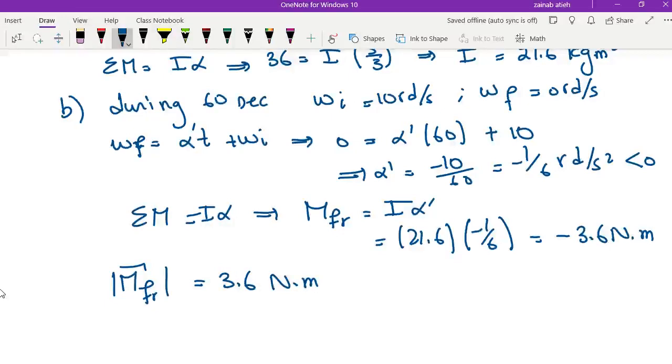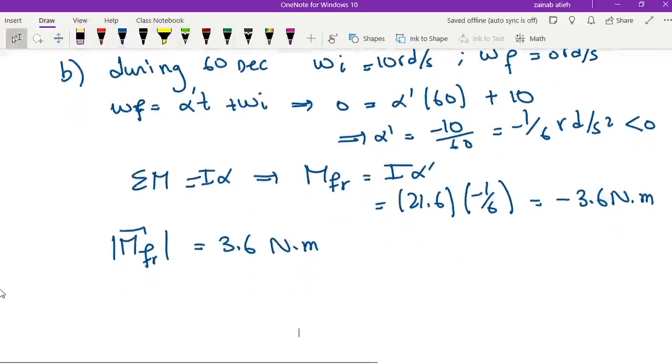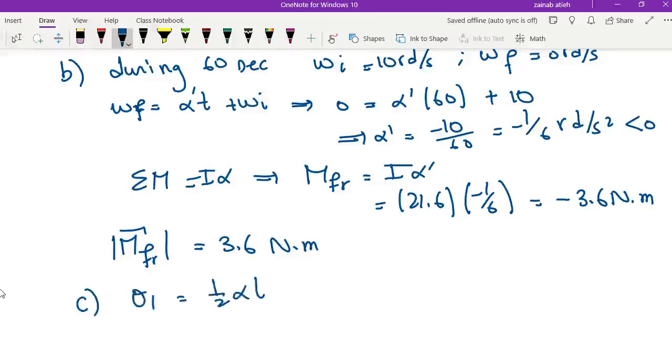In part C, he's asking for the total number of revolutions of the wheel, how many turns it made from the beginning until the end. So I want to calculate the angle. First I calculate the angle in the first part of the experiment, then the angle in the second part, add them, and then calculate the number of revolutions. Let's calculate the first part. Theta 1 in the first part is equal to half alpha t squared plus omega 0 t plus theta 0. So I will bring theta 0 here.